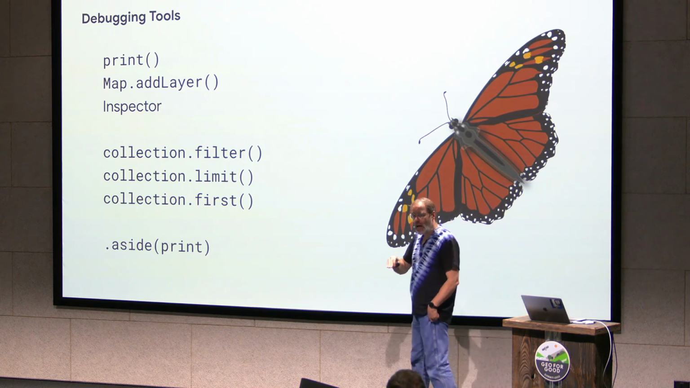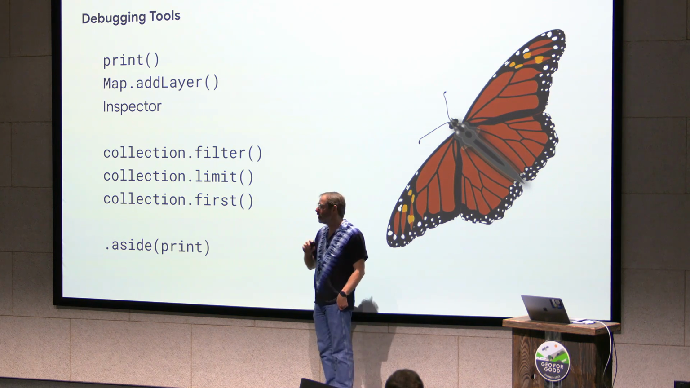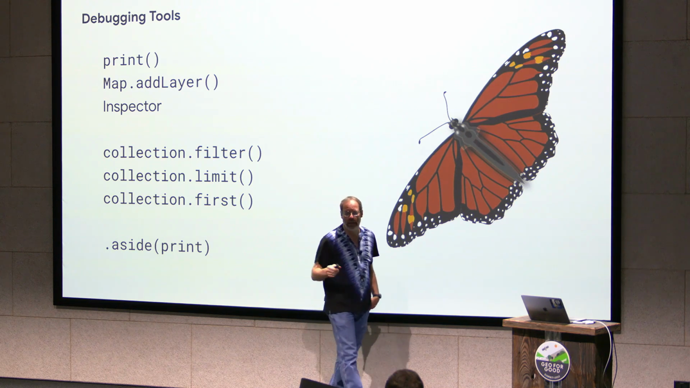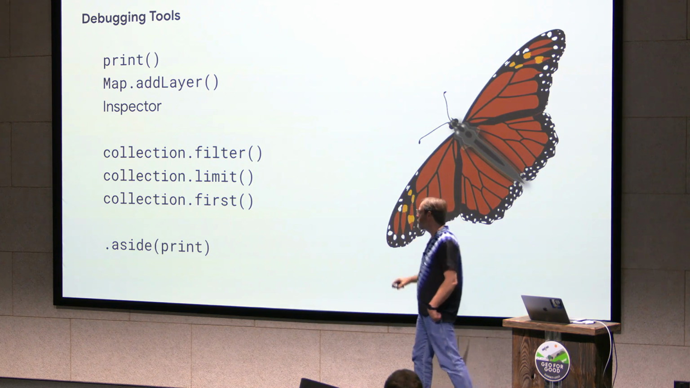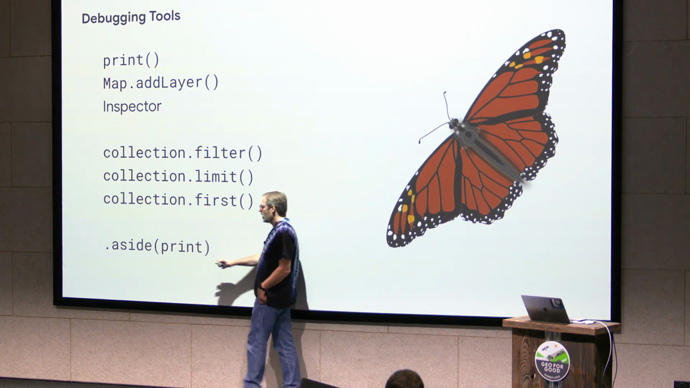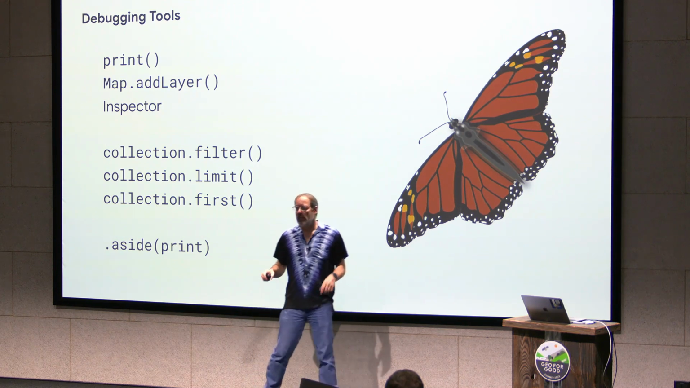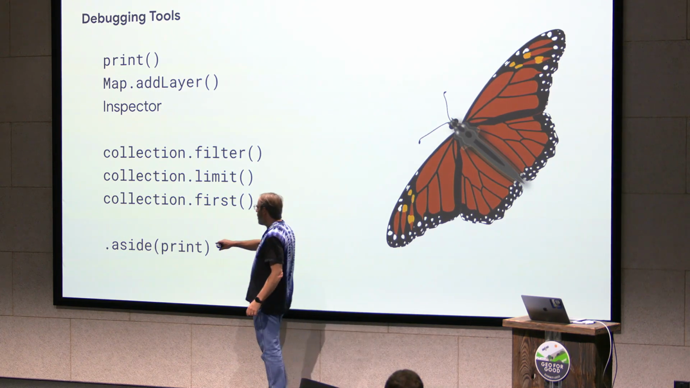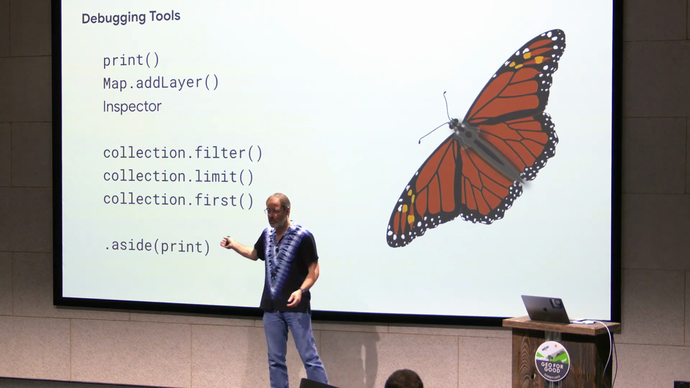I'll talk a lot about how you debug mapped functions. But the tools for that are filtering, limiting, and getting an element out of the collection. You'll see that in just a second. And then there's one more function I want to talk about that the client library provides, and that's aside. It's a special function that you can stick in the middle of your script and have it call another function on the thing it's on. So every single Earth Engine object has this function on it.